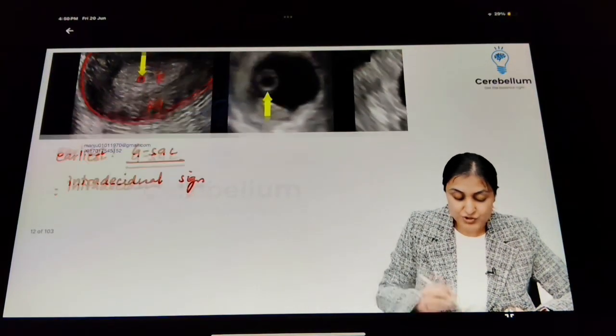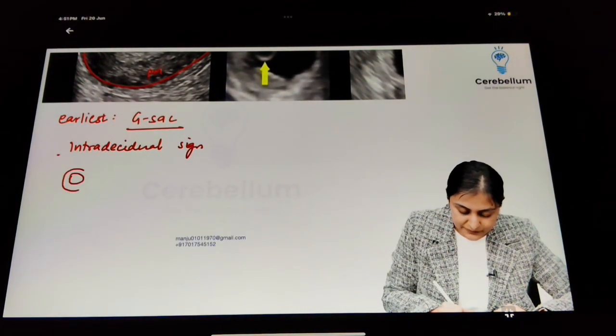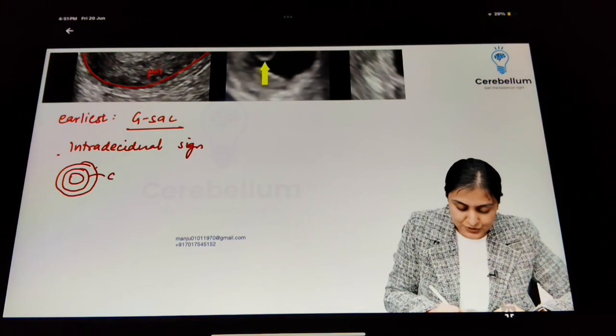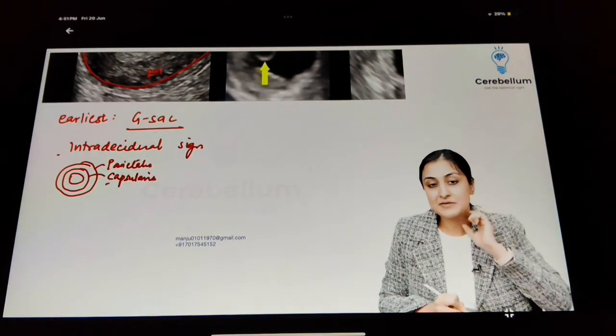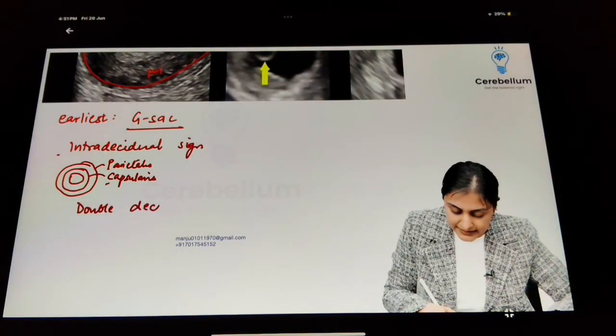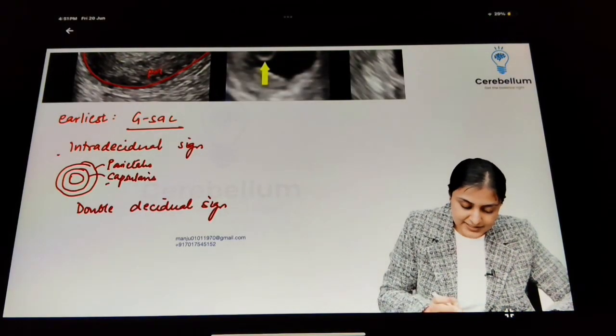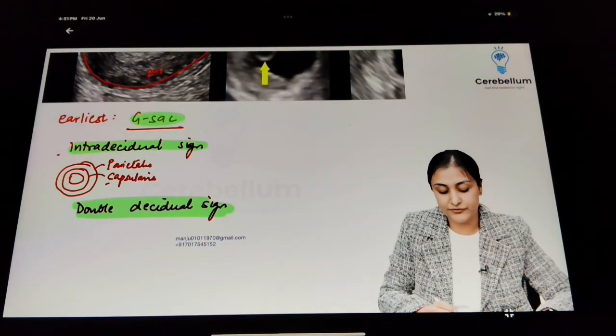As the G-sac grows, it is going to be surrounded by two different decidua. For example, if this is the sac, there are going to be two decidua, capsularis and parietalis. Capsularis and parietalis, CP. Yeah, so capsularis parietalis surround it, and that is what we call the double decidual sign. So both the intradecidual sign and double decidual sign are signs of a gestational sac.